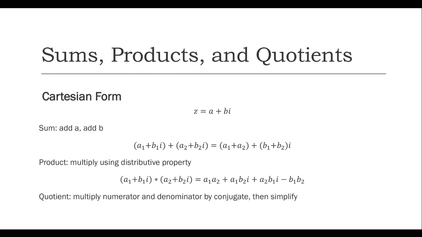When you're in Cartesian form, you'll add your real values, your a values, and then you'll add your imaginary values. So it's just combining like terms. So these ones, and then your imaginary values.